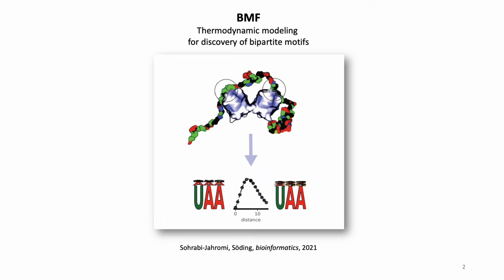So in today's talk, I will introduce you to our tool called Bipartite Motif Finder, or BMF, that models bipartite binding of RNA binding proteins and searches for multivalent binding modes and results in motifs that look like this, with the sequence preferences as well as the distancing between the two motif cores. I will show you how the tool works, and also I will summarize how it performs in comparison to other tools and also how well it can predict new binding sites in RNA.